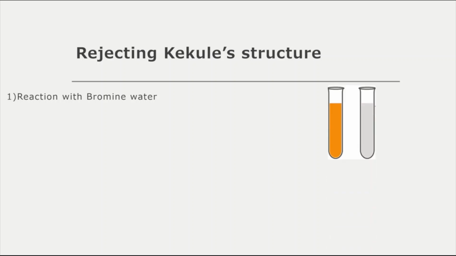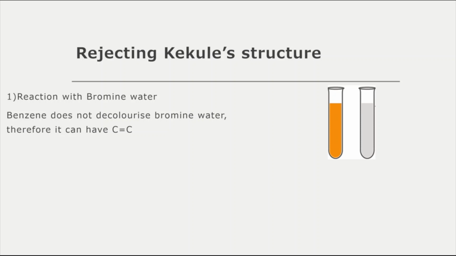So we don't accept that structure, and we'll be looking at 3 reasons why we don't accept the Kekule structure. So first, the reaction with bromine water. If you remember, when an alkene reacts with bromine water, it will turn from an orange color to a colorless solution. So alkene just decolorizes bromine water. But when they did that with benzene, benzene did not decolorize bromine water, so it stayed orange, and that's why we can say that it does not have a carbon-to-carbon double bond.